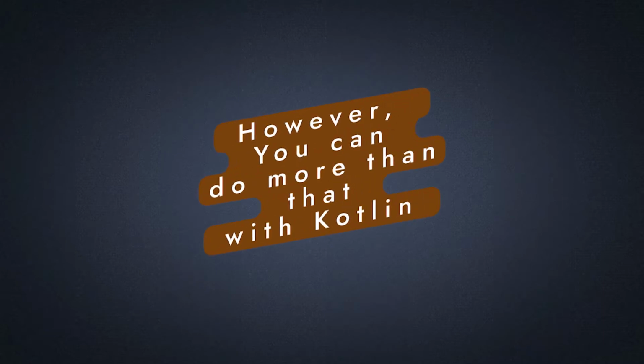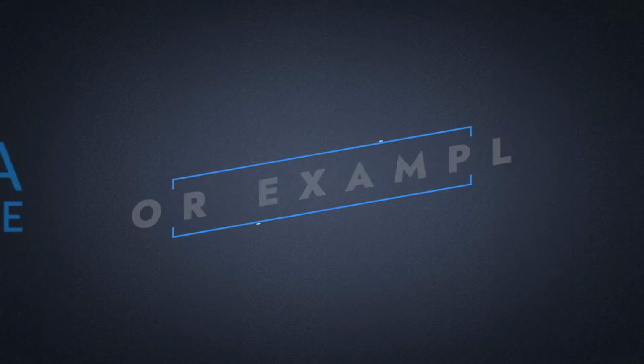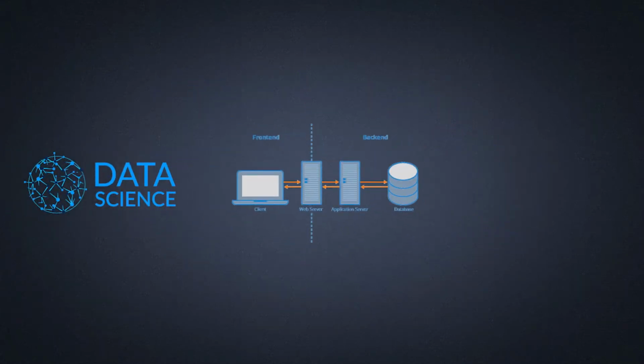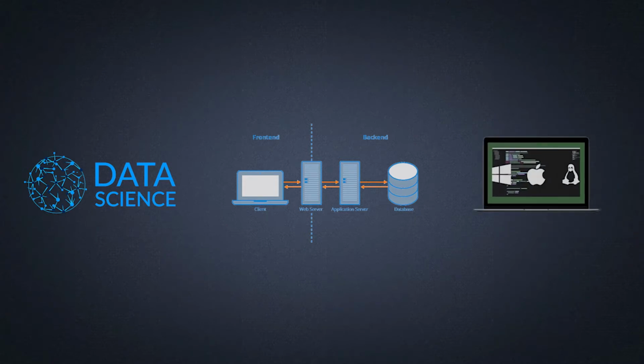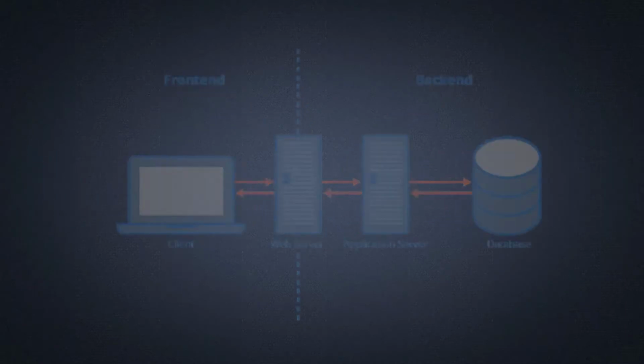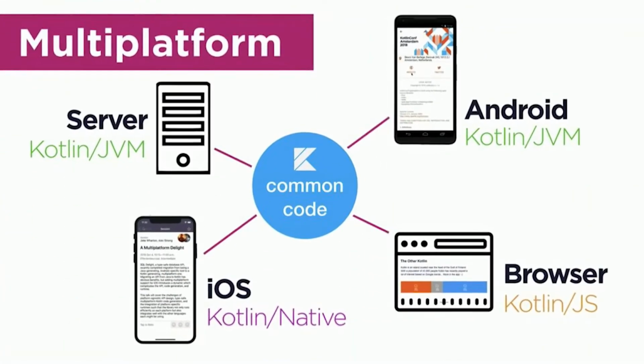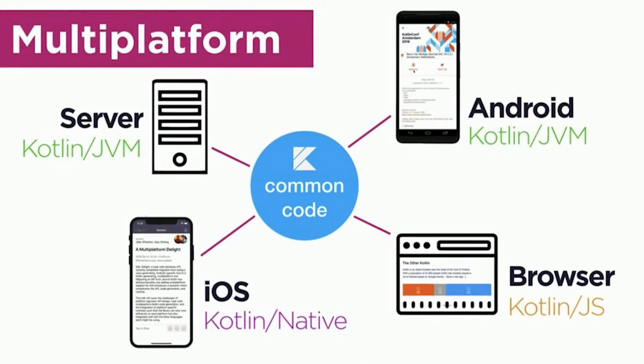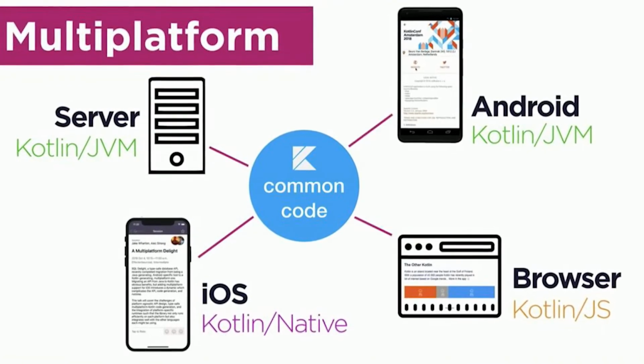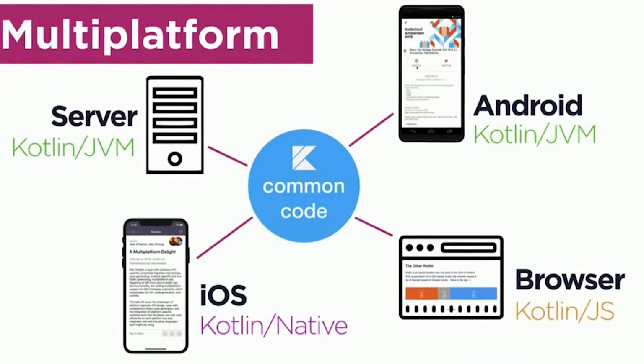However, you can do more than that with Kotlin. For example, you can do data science with it. You can develop the backend and the front end of a web application. You can develop desktop apps for Windows, Linux, and macOS. With Kotlin Multiplatform, you can also develop Android and iOS apps with one shared code base.